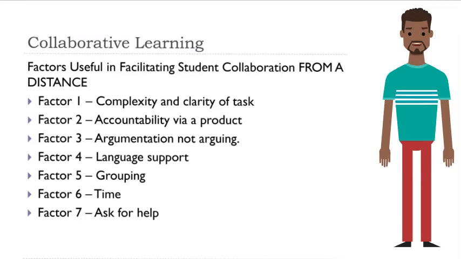Factor number 4 is language support. Teacher modeling includes the use of academic vocabulary. This is very important. When you're on computer science, use simple academic vocabulary. Factor number 5, grouping. Small groups of 2 to 5 students are purposefully constructed to maximize individual strength without magnifying areas of need.